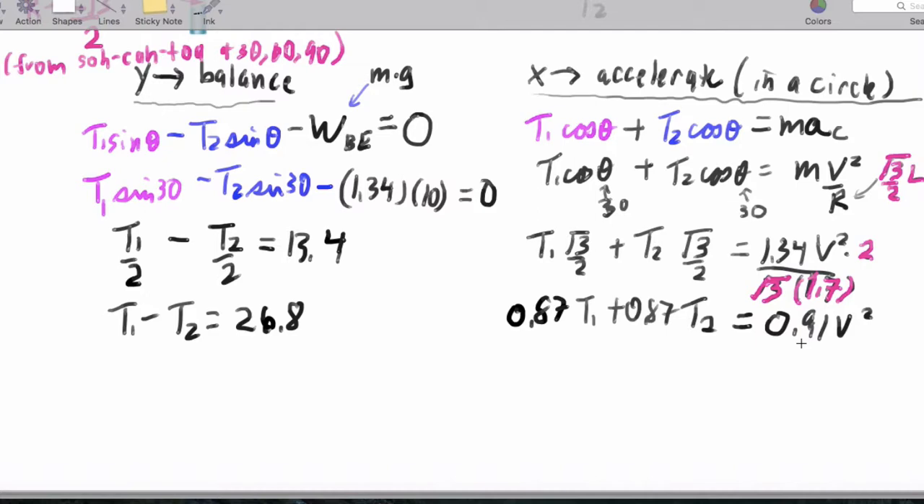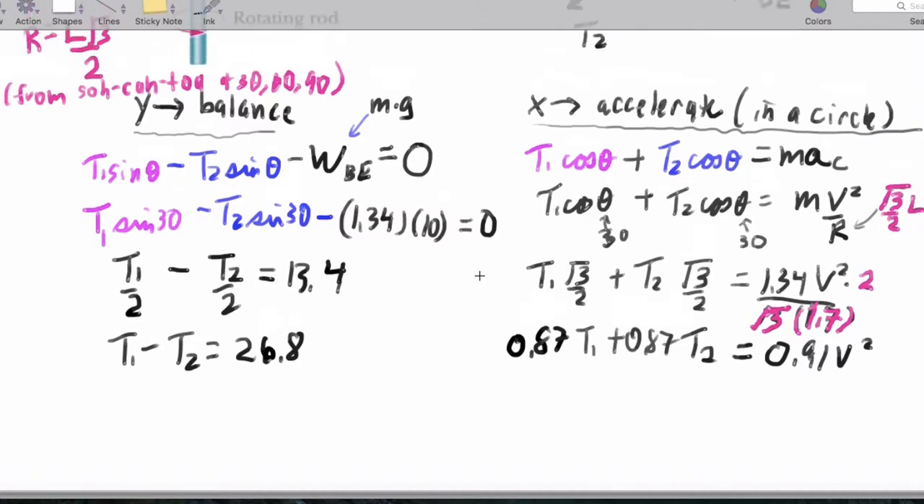All right, one more time. So 1.34 times 2 divided by the square root of 3 divided by 1.7. Yeah, 0.91 v squared. So is there any other, it looks like we've got 3 variables. Let's reread the problem and see what's missing.